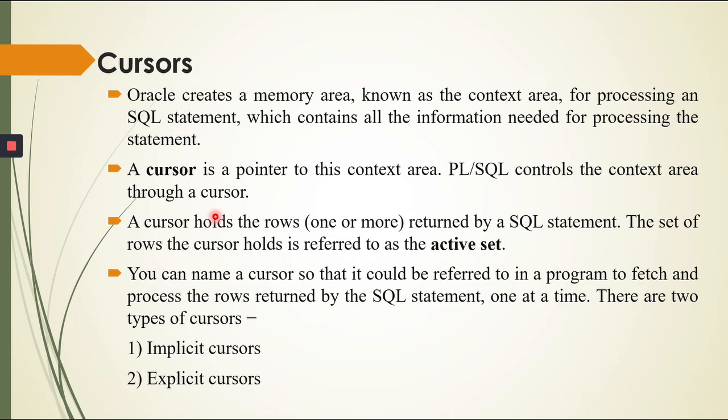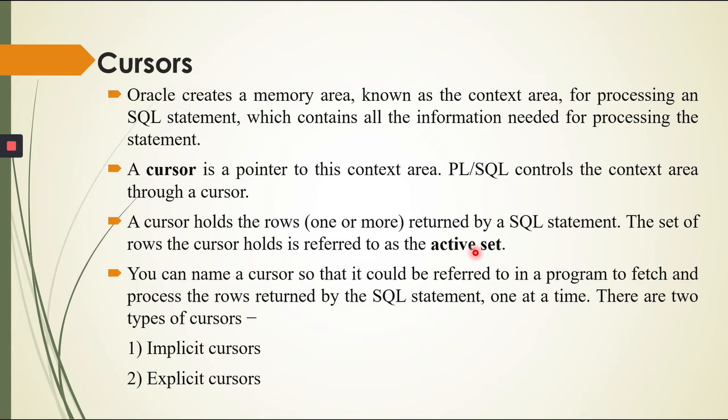So when Oracle creates a memory area, the cursor is a pointer to that context area. A cursor is one type of pointer that points to the context area, and PL/SQL controls all the information about the context area through the cursor. A cursor holds the one or more rows returned by the SQL statements. The set of rows the cursor holds is referred to as the active set.